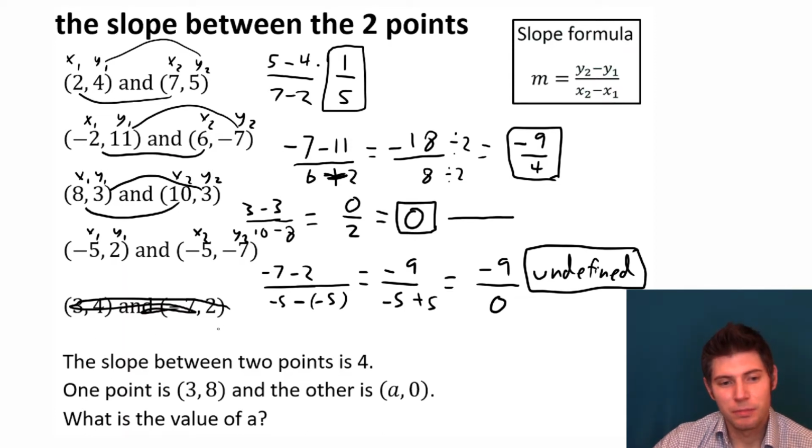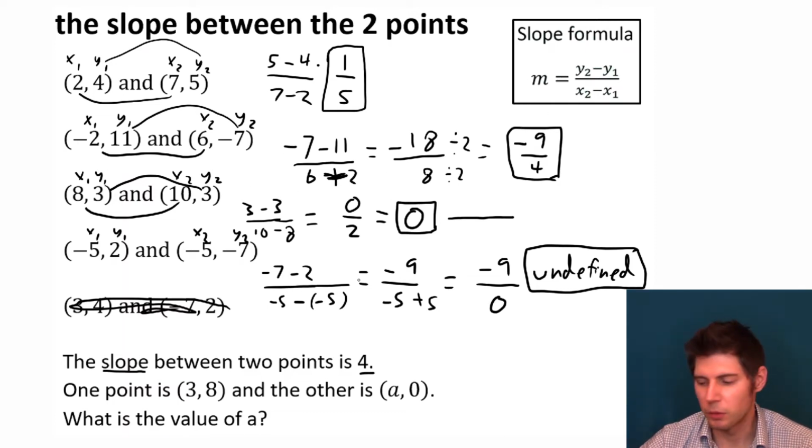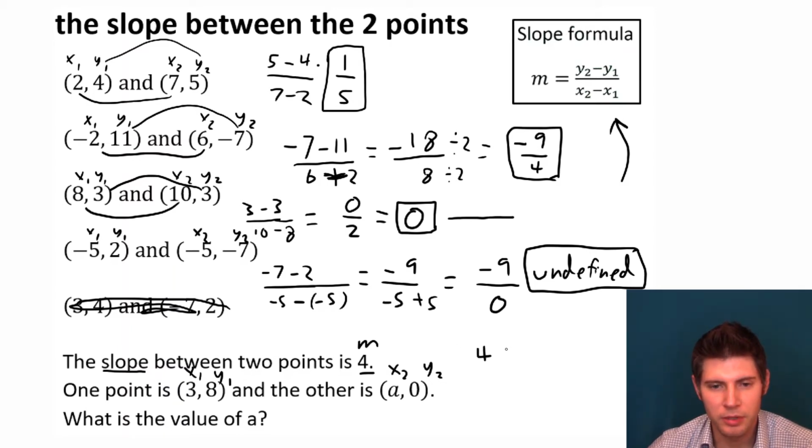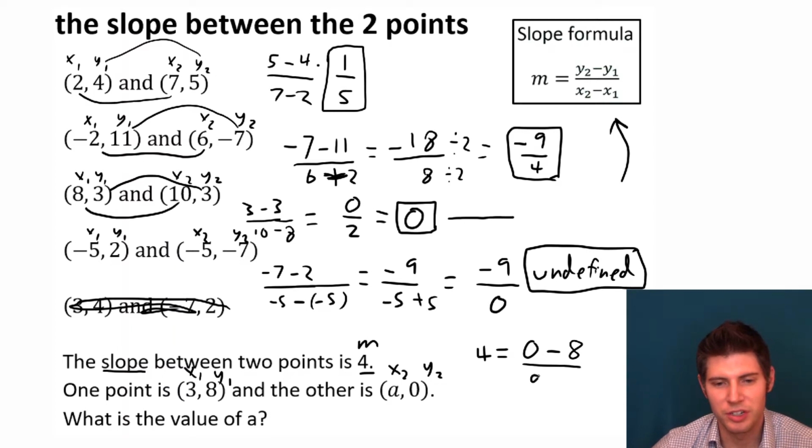And then for number 6, this one's more of a word problem version. They're telling us the slope between 2 points is 4. So that's the m over here. So we'll put a little m next to this 4. This can be our x1, and the 8 can be our y1, and the a can be our x2, and the 0 can be our y2. So now we'll just plug into this equation up here. 4 for the m equals y2 minus y1, which is 8, over x2, which is a, minus 3.